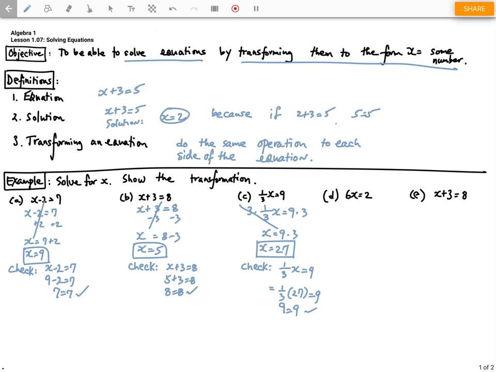Example D. 6x equals 2. Let's transform the equation. So first let's write the equation. 6x equals 2. How do we transform the equation? Well, let's take the number on the side of the x and multiply it by its inverse. The inverse of 6 is 1/6. So multiply both sides by 1/6. That cancels out. That becomes x equals 2/6, which equals x equals 1/3.